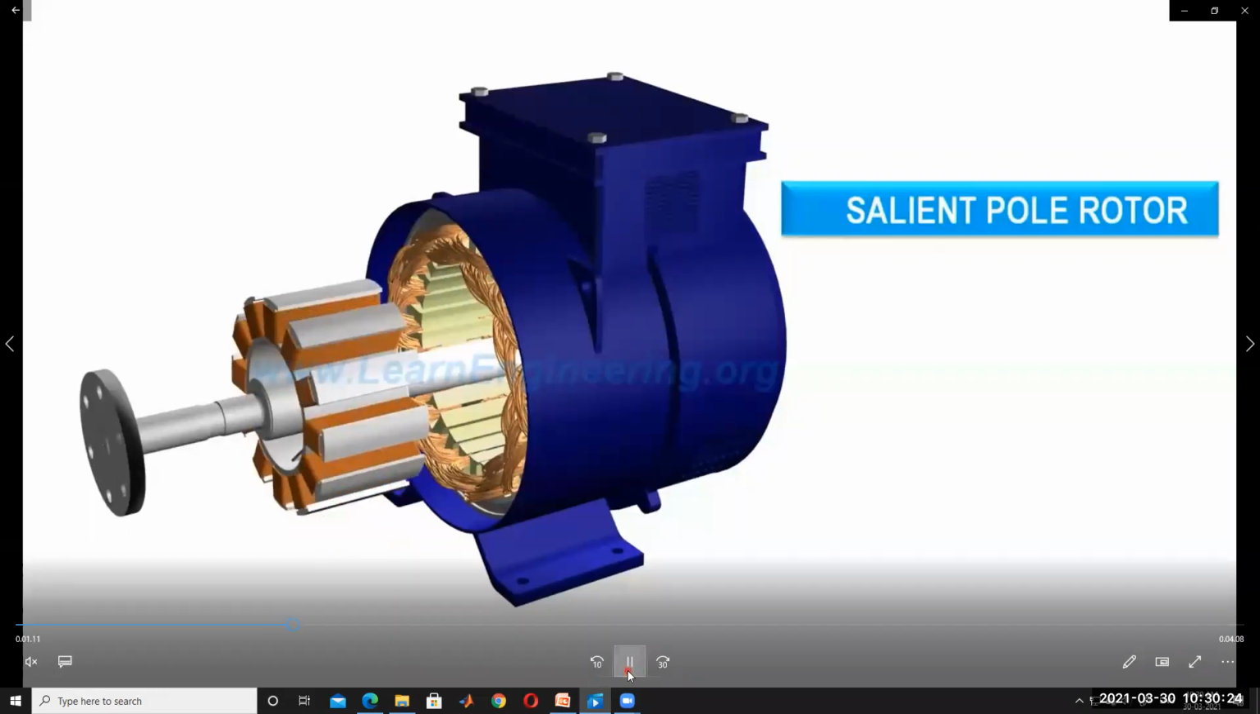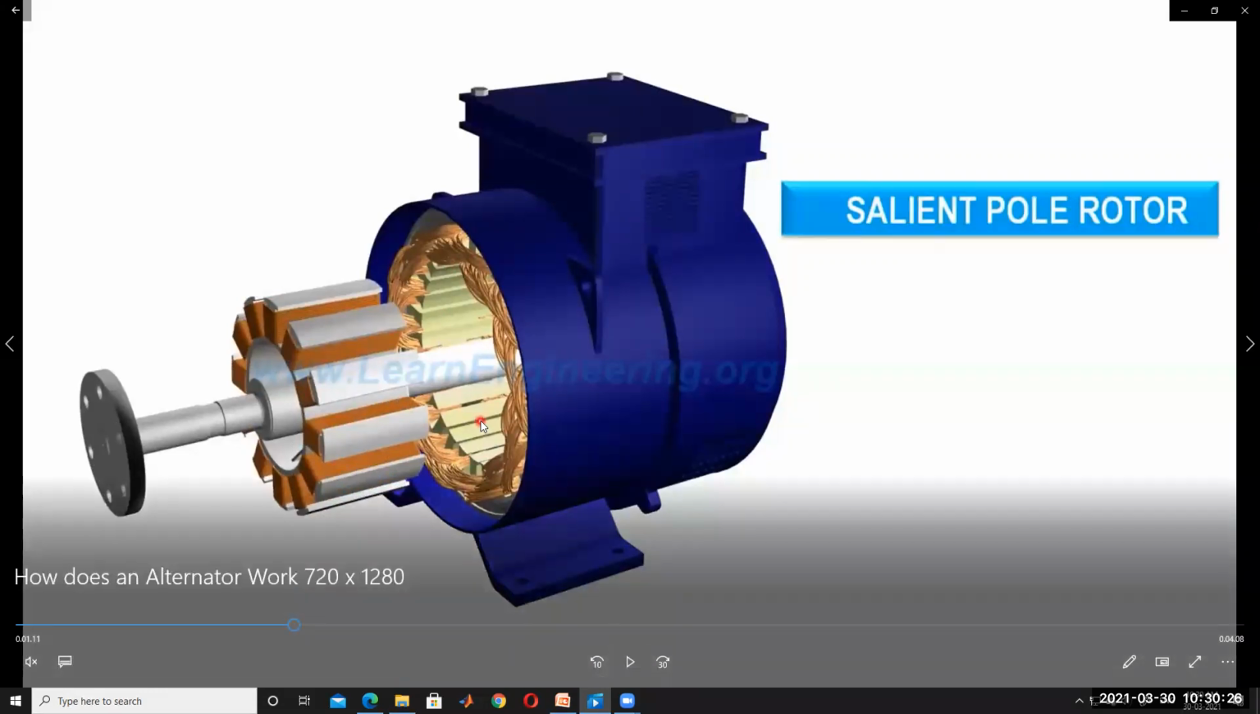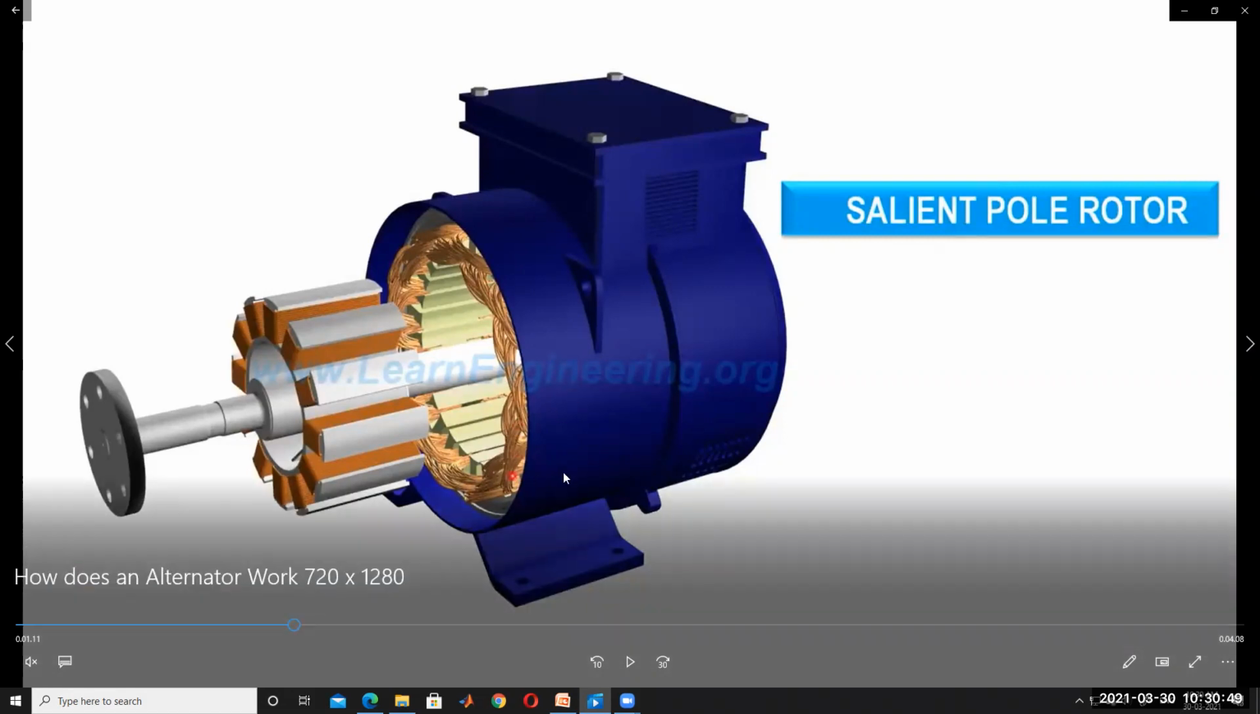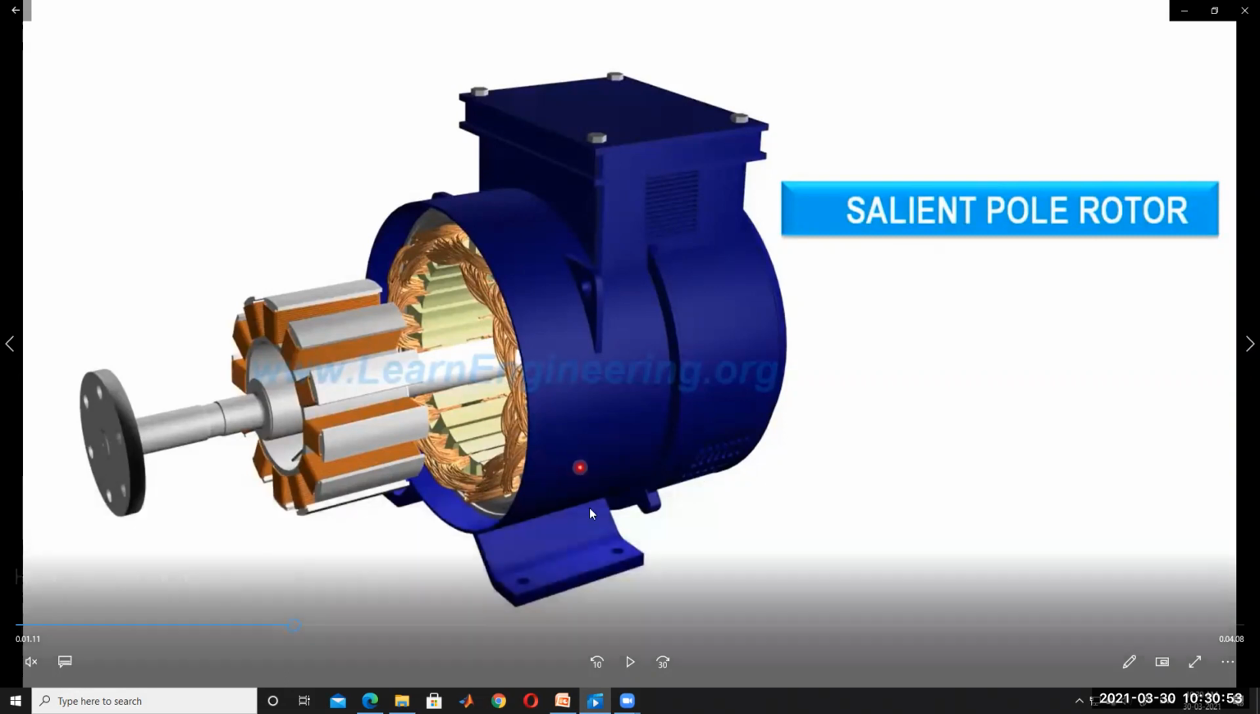Generally there are two types of rotors: salient pole and non-salient pole. In the synchronous machine there are two types of rotor construction, same as in the induction machine, where we have slip ring and squirrel cage. Same here, in the synchronous machine: salient pole rotor construction and non-salient pole rotor construction. Two types of rotor construction are there in a synchronous generator.